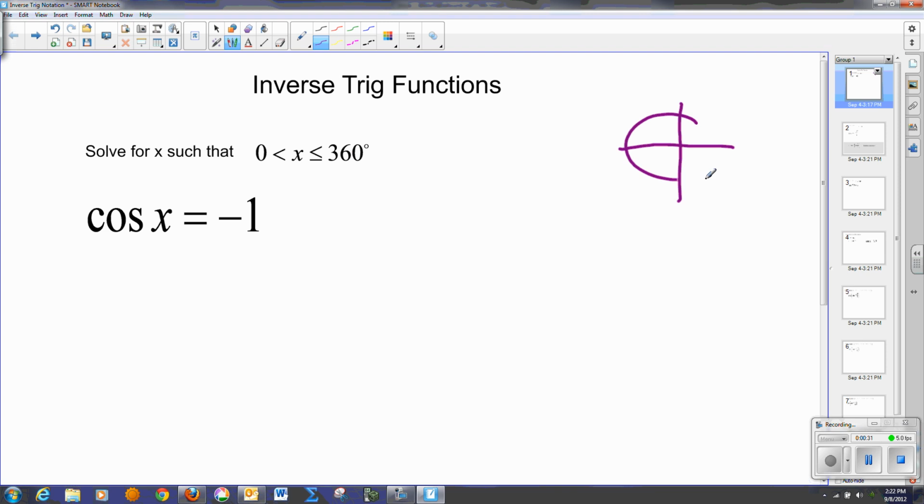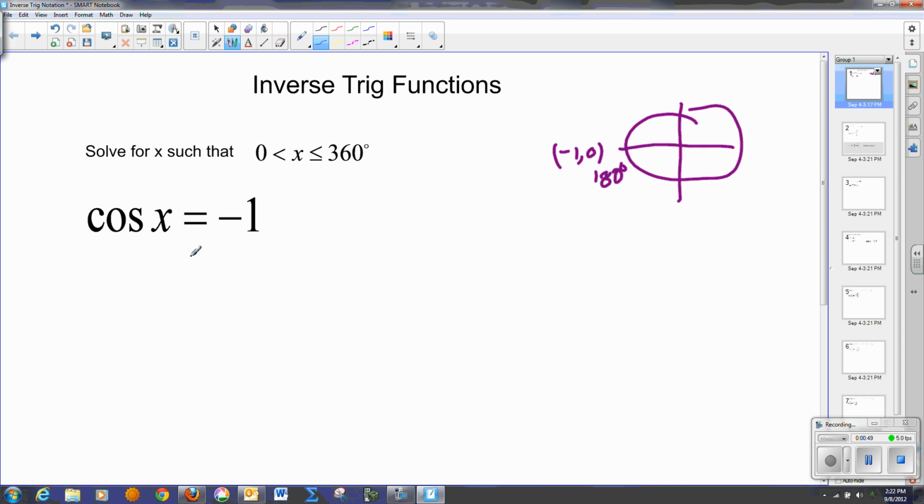If I have the unit circle and I'm looking for an x value of -1, the only place that's going to happen is over at 180 degrees. So that should be my answer.